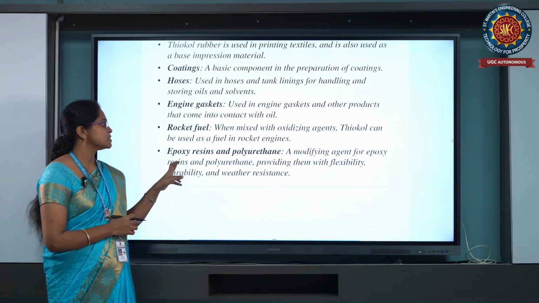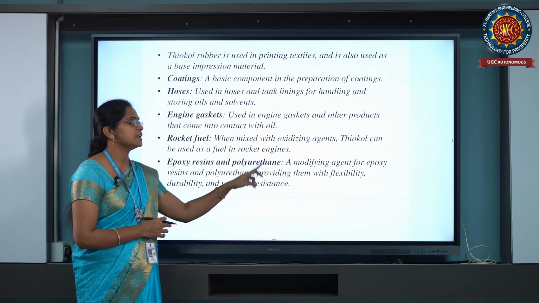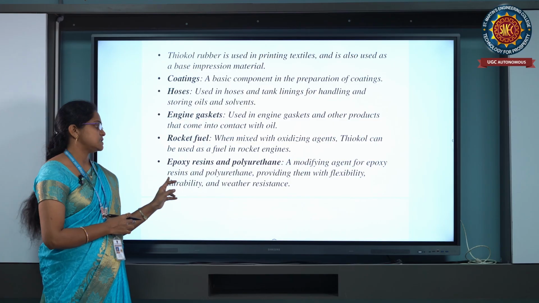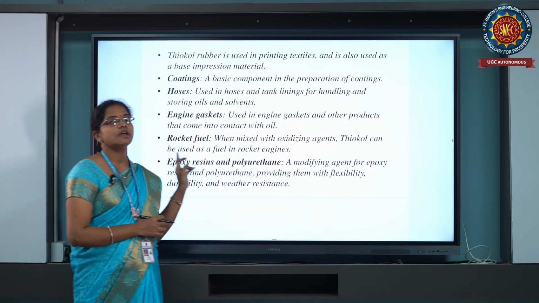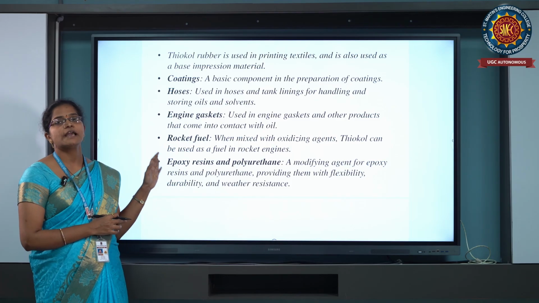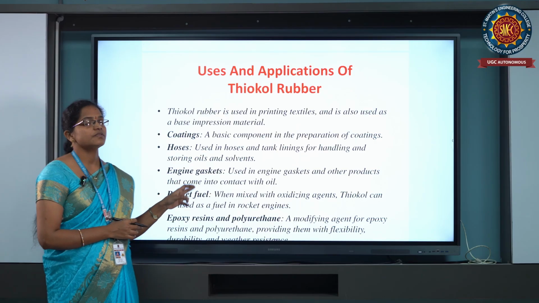Epoxidation resistance in polyethylene. Ethylene modifies the epoxidation resistance of polyethylene and provides it with the flexibility of rubber. That is the main importance of the applications of thiokol rubber.